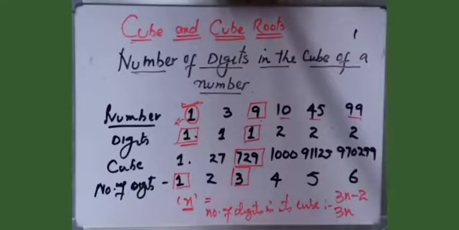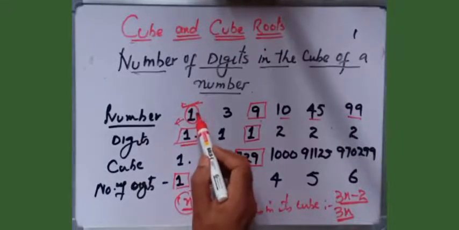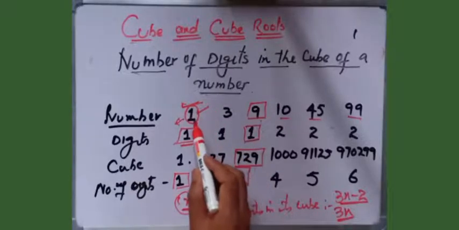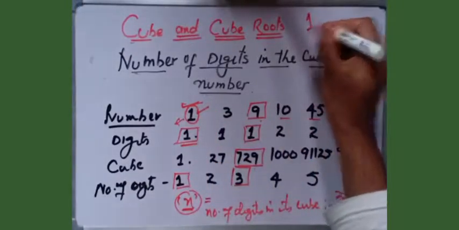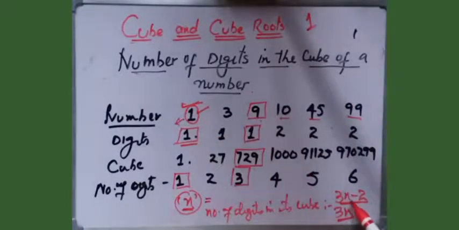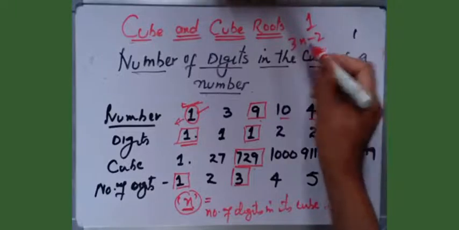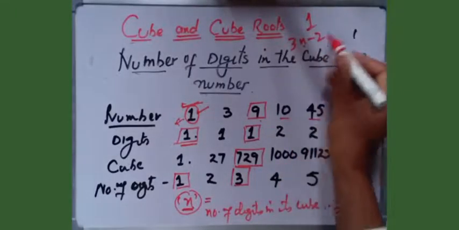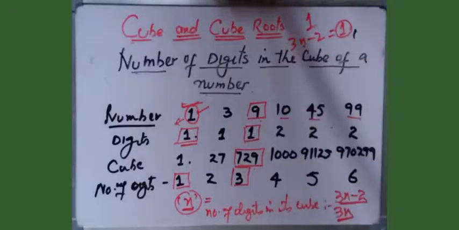Say for example, if we take a number which has n digits, then in its cube there will be at least 3n-2 digits and at most 3n digits. So for example, let's take the example of this 1. Here the number of digits n is equal to 1. Right? What is the number of digits, 3n-2 or 3n? 3n-2, n is the number of digits. 3 ones are 3 minus 2. So the number of digits in its cube will be 1.